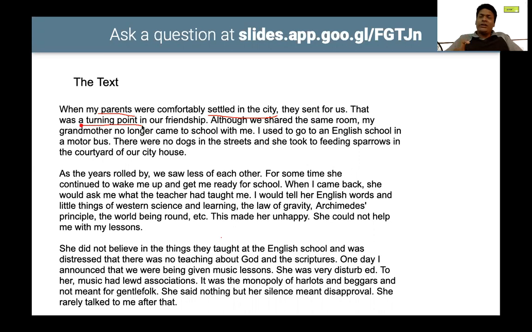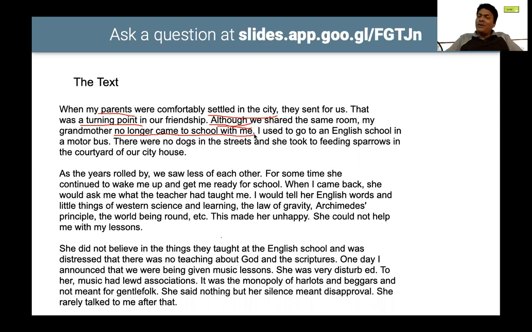So what was the turning point? The writer and the writer's grandmother were both living in the village a very comfortable life, and they had a very good relationship, and so they formed a kind of friendship. But once they were called to the city, that was a turning point in their relationship or friendship. Although we shared the same room, both the writer and his grandmother living in the same room, his grandmother no longer came to school with the writer.